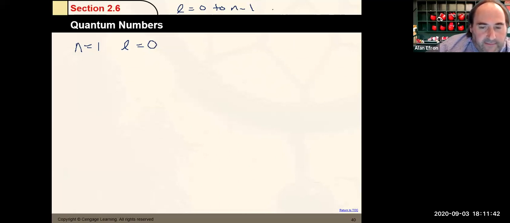Now, m sub L goes from minus L to 0 to plus L.